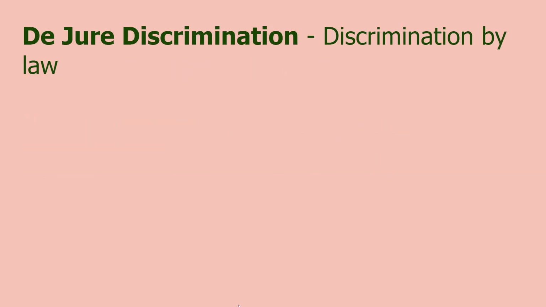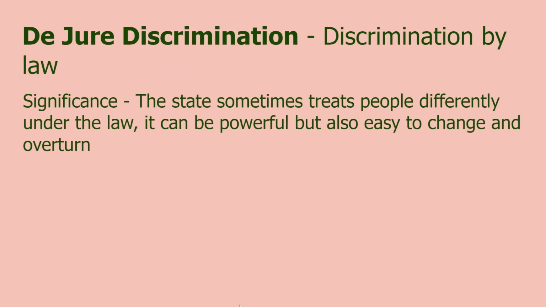De jure discrimination: discrimination by law. The state sometimes treats people differently under the law. It can be powerful but also easy to change and overturn.